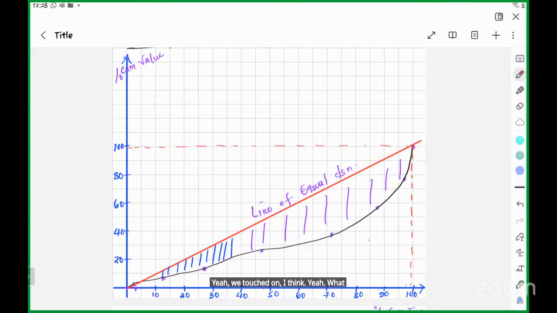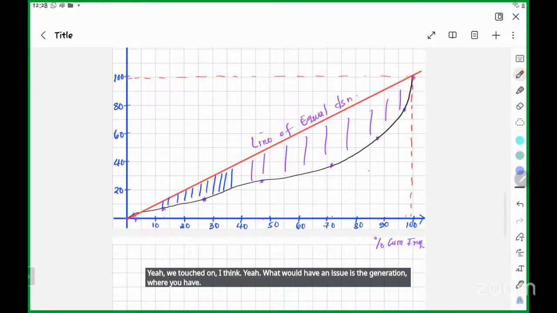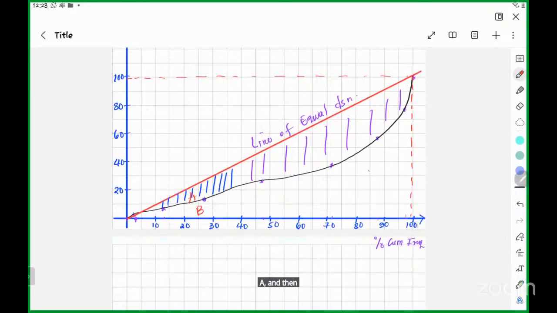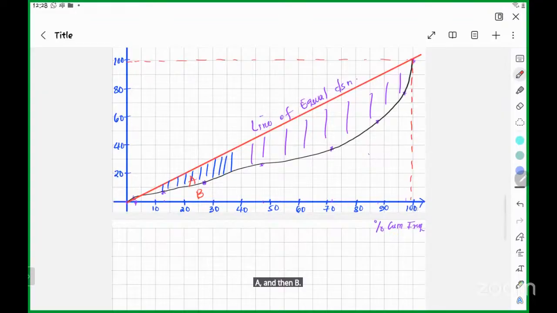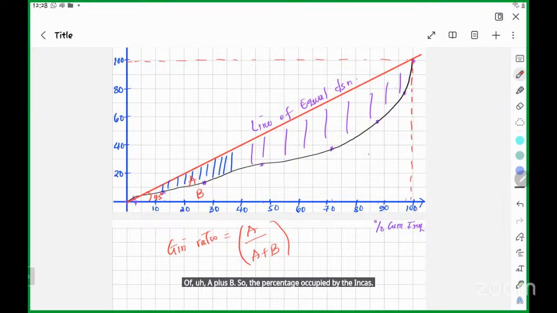What would have an issue is the Gini ratio, where you have A and then B. So you have an angle here, which is 45 degrees. And the Gini ratio, but I doubt if you go through this, is A over A plus B. So the percentage occupied by the incomes, that analysis of the curve.